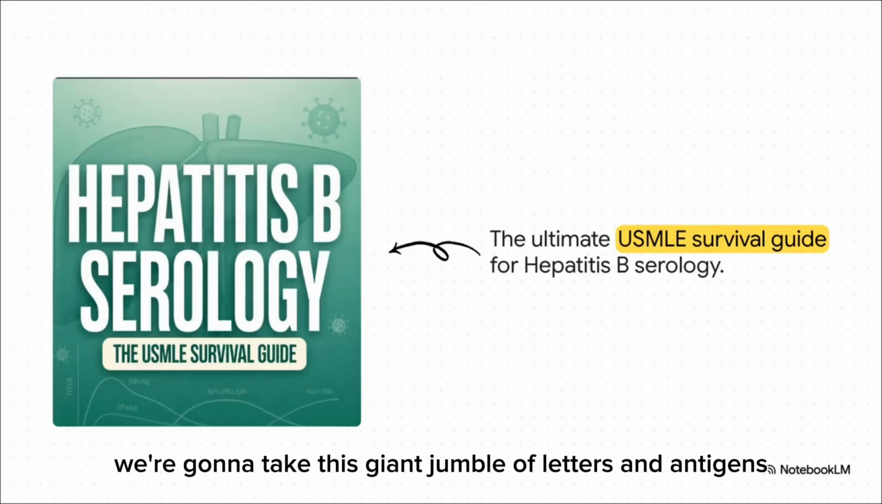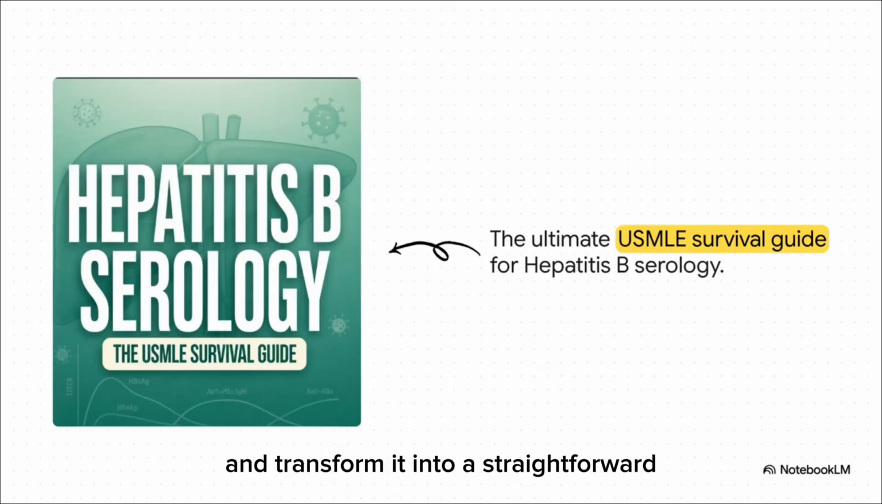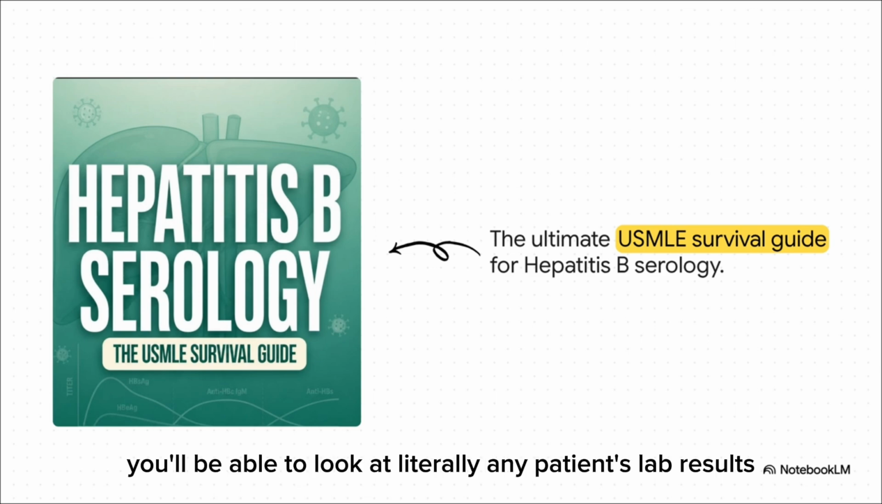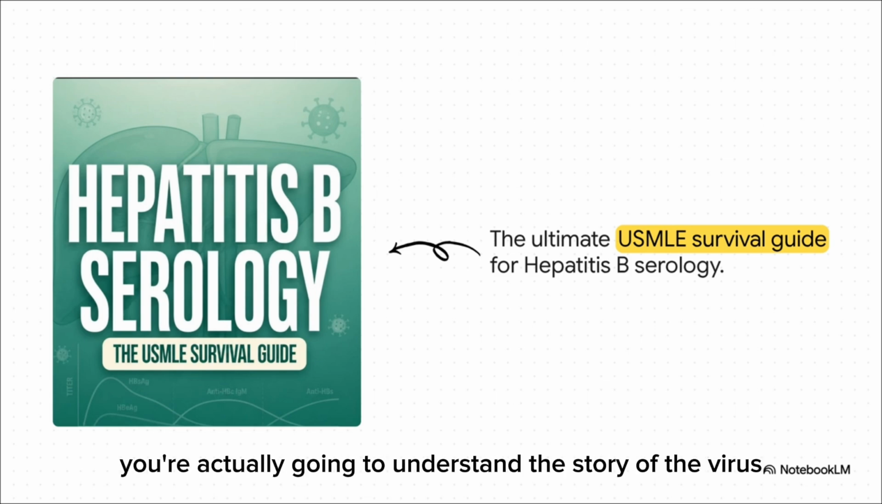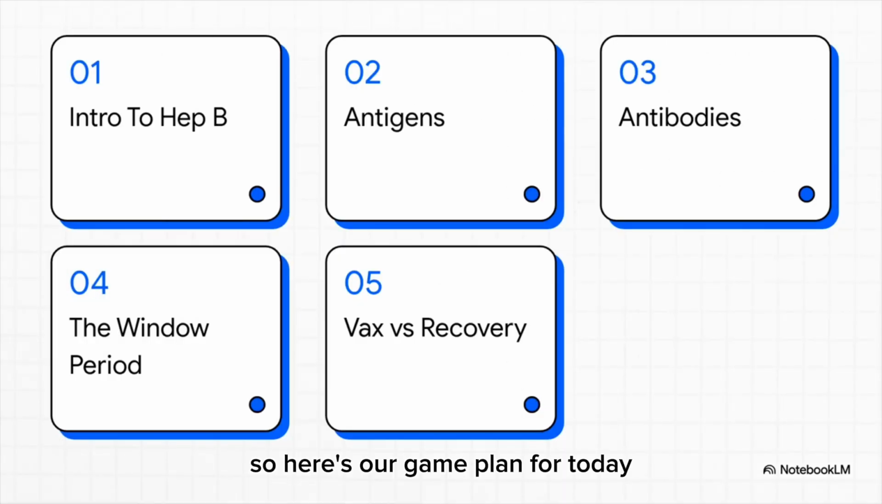We're going to take this giant jumble of letters and antigens and transform it into a straightforward, incredibly logical cheat sheet. By the end of this explainer, you'll be able to look at literally any patient's lab results and easily classify their exact status. You won't just be memorizing a table, you're actually going to understand the story of the virus. So, here's our game plan for today.